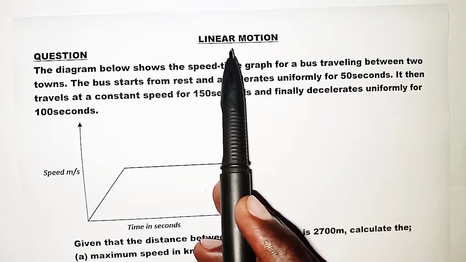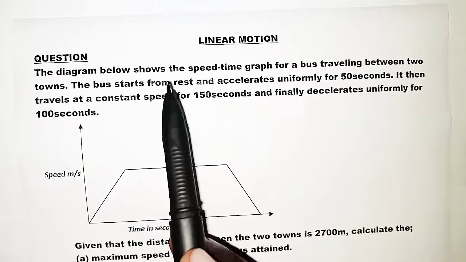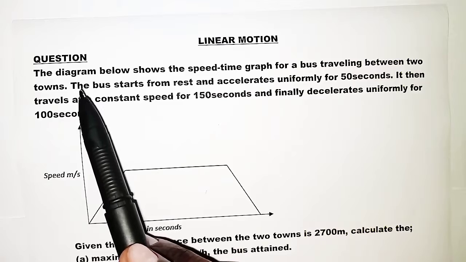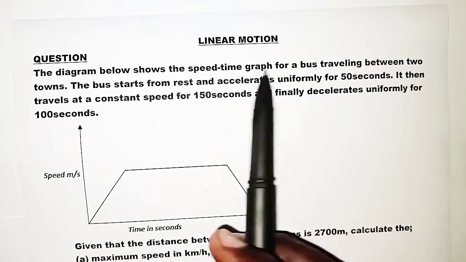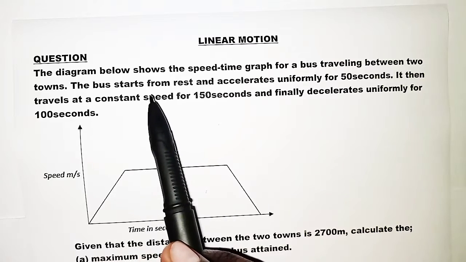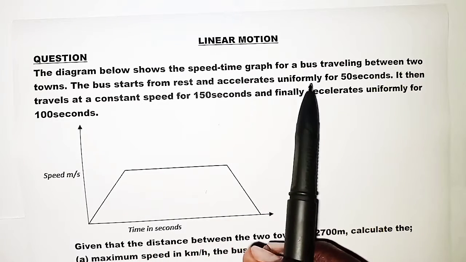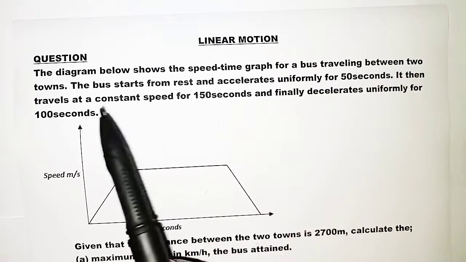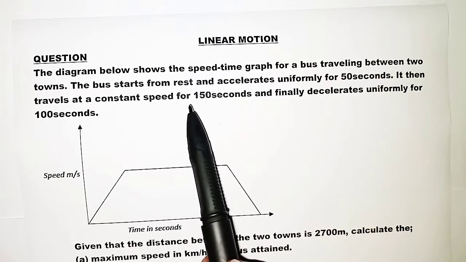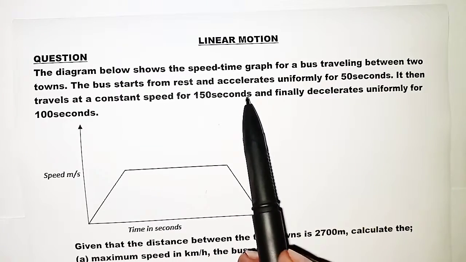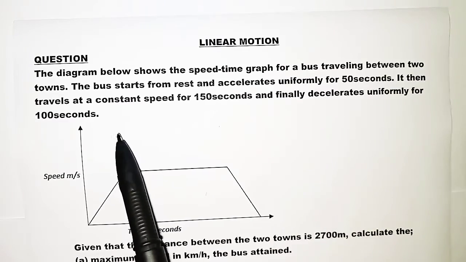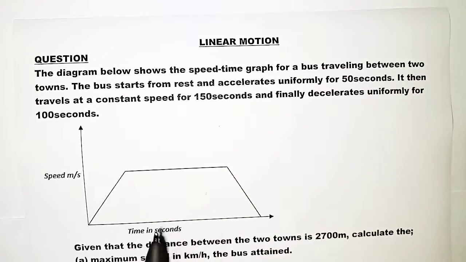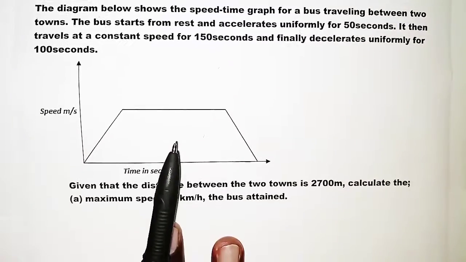Welcome. The topic today is linear motion, and the question we have: the diagram below shows the speed-time graph for a bus traveling between two towns. The bus starts from rest and accelerates uniformly for 50 seconds. It then travels at a constant speed for 150 seconds and finally decelerates uniformly for 100 seconds. So the graph is as shown.